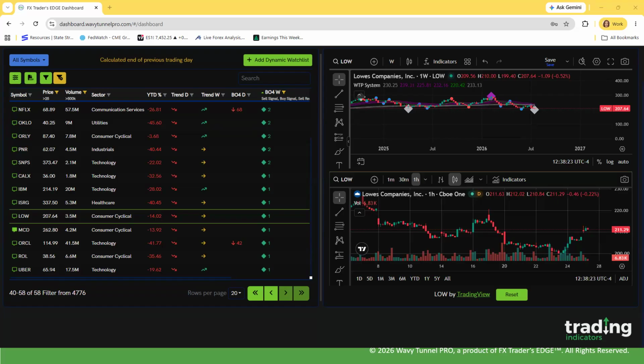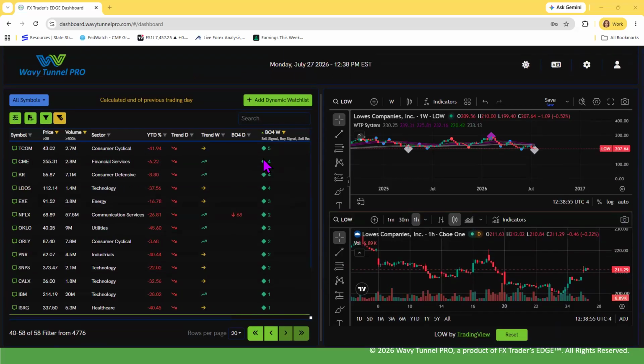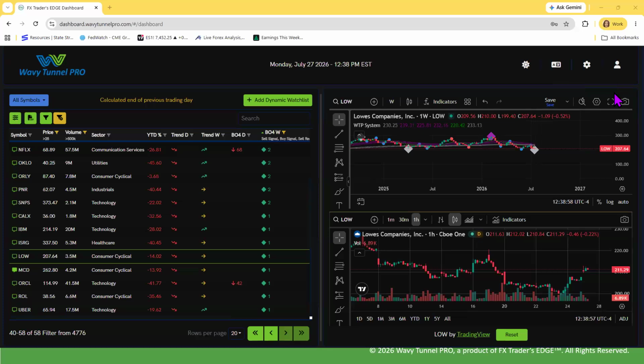The breakout 4 daily could be used for day trading, yes, absolutely. The breakout 4 weekly, have a look. When you get a signal on the weekly, you can have a look at the daily. Let's take an example. Do we want to look at lows? Let me see. Which one do we want to take a look at for an example? Okay, let's look at lows.